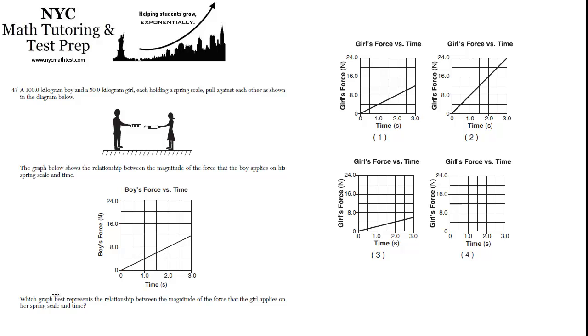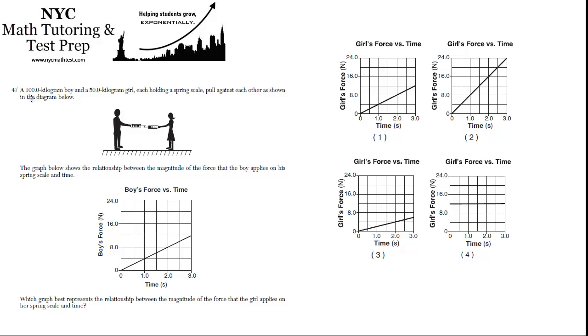Okay, and then which graph best represents the relationship between the magnitude of the force that the girl applies on her spring scale and time? So, if this guy is doing no force at 0 seconds, then 4 newtons at 1 second, 8 newtons at 2 seconds, 12 newtons at 3 seconds, and so on, then what must she be doing to match him?